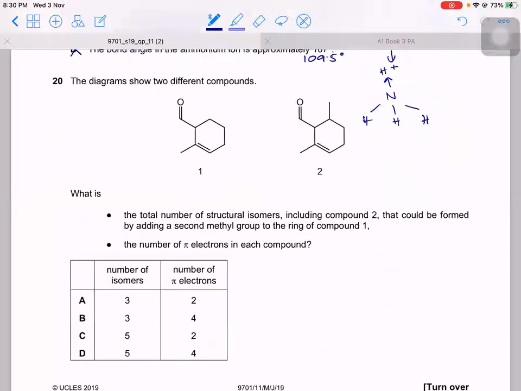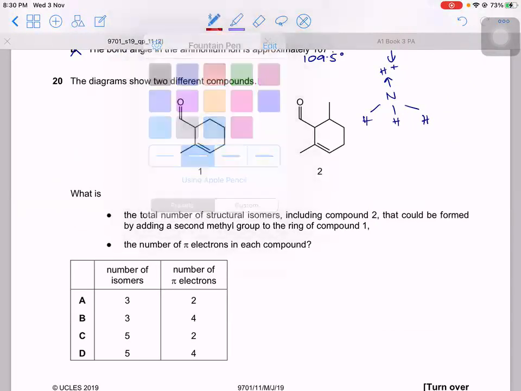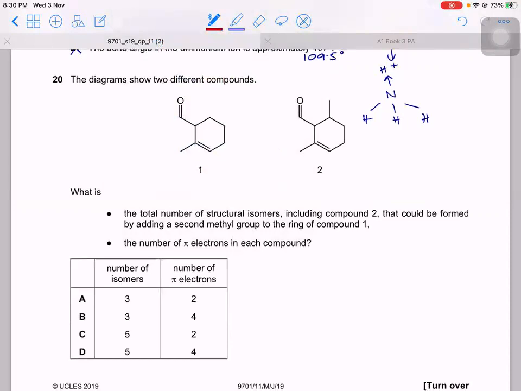20. All right. The diagram shows two different compounds, both ketones actually, and alkenes. What is the total number of structural isomers, including compound 2, that can be formed by adding a second methyl group to the ring of compound 1? When you add another methyl branch here, how many structural isomers can you have? The other methyl can go here. It can go here. It can go here. It can also go here.